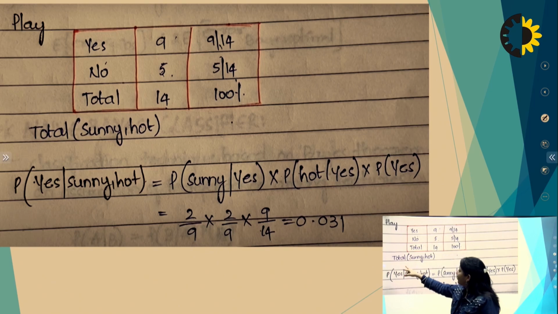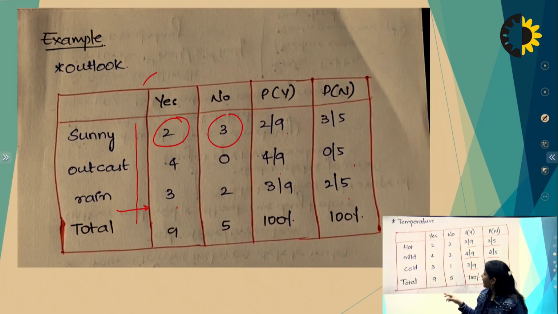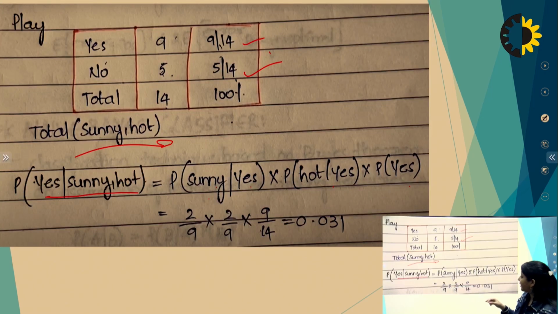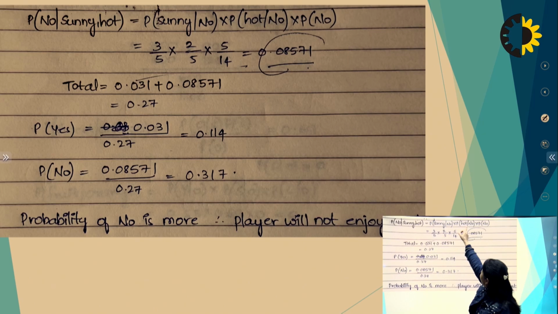So we have to calculate the probability of this. Total yes will be 9 by 14, total no 5 by 14. We have to calculate this for yes, sunny and hot. So it will contain the probability of sunny with yes into hot with yes into P of yes. So sunny with yes is 2 by 9 and hot with yes is also 2 by 9 and total yes is 9 by 14. So we will get this probability here, and similarly for the negative class we will have sunny with no, hot with no and P of no. So we will get this probability.